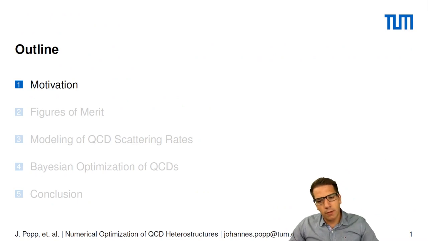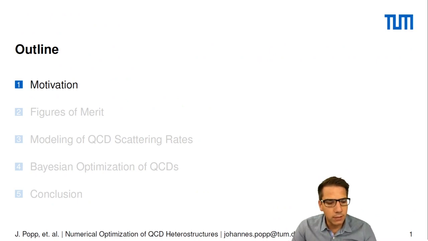So, a short outline: a small motivation, some figures of merit for quantum cascade detectors, how we model our QCD scattering rates, and an introduction to our Bayesian optimization approach for QCDs.